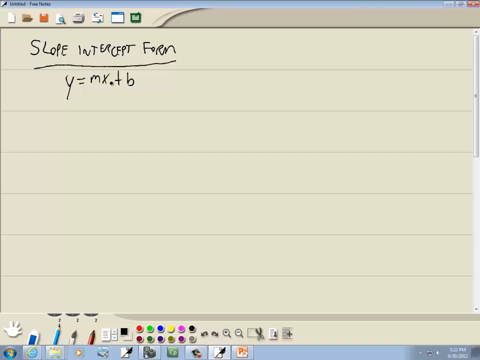You have it solved for y, everything's the first power. Now if you have it in this form, the number that's in front of your x, m, is our slope. The number at the end is our y-intercept. We're going to find that this form is very useful for a lot of different purposes. Graphing is one of them we'll look at in this section.